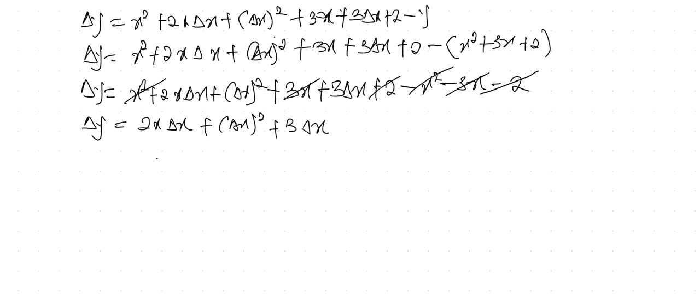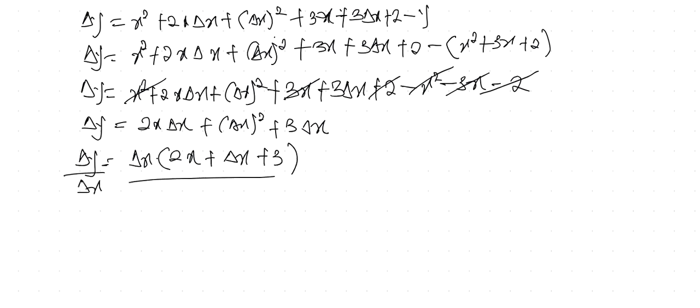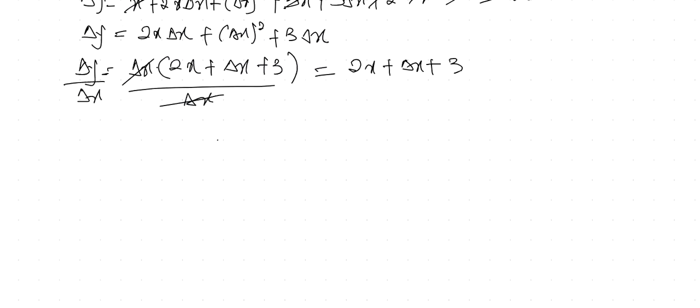That's all. So we will factorize. If you factorize change in x, you are going to be left with 2x plus change in x plus 3. Then divide both sides by change in x. So we cancel this, then you have 2x plus change in x plus 3. At this point you take the limit.